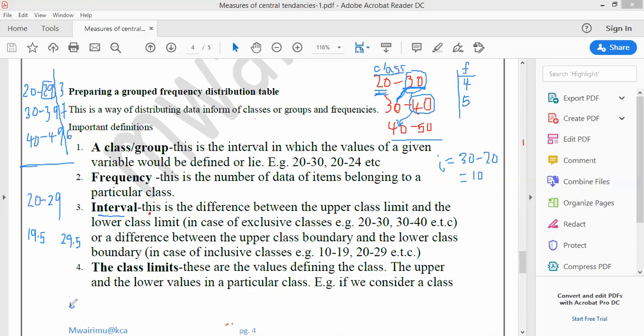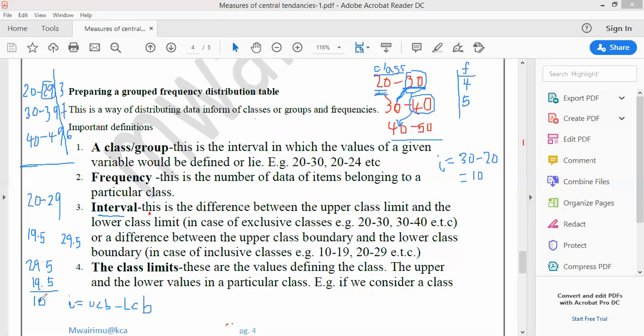The interval of an inclusive class is given by the upper class boundary minus the lower class boundary. So for us here, we'll have 29.5 minus 19.5. And the result that we are going to get, which is 10, becomes our correct class interval. Maybe we want to use that for further analysis in our work.